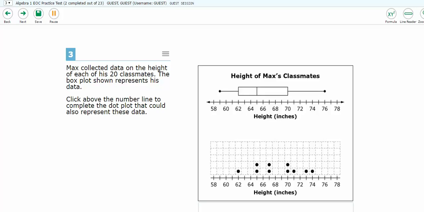All right, let's take a look at question number 3. It reads, Max collected data on the height of each of his 20 classmates. The box plot shown represents his data, so we have this box plot here. Click above the number line to complete the dot plots that could also represent these data. So we have some dot plots here, but they're not complete. We were asked to complete them in such a way that it's an accurate representation of this box plot right here.